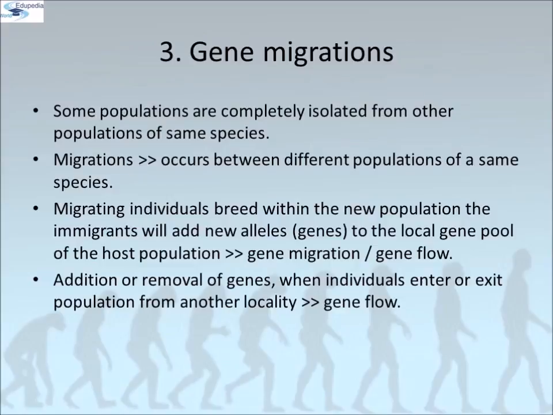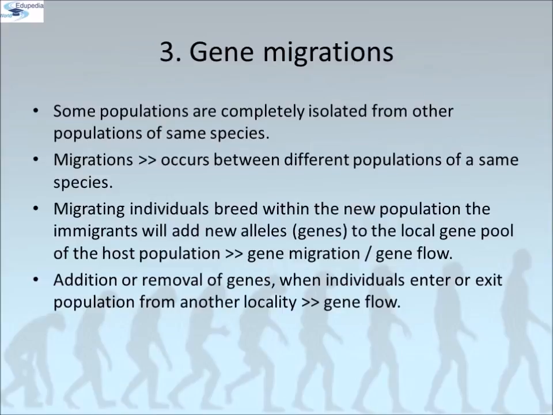The addition or removal of genes when individuals enter or exit a population from another locality results in gene flow. Therefore, diffusion of genes into a population occurs as a result of migration, emigration or immigration. When the gene flow is unrestricted, it decreases the difference between gene pools and consequently reduces the distinction between separated populations.